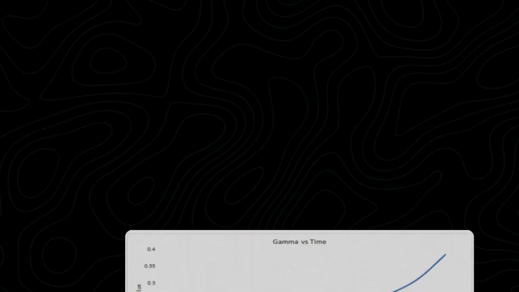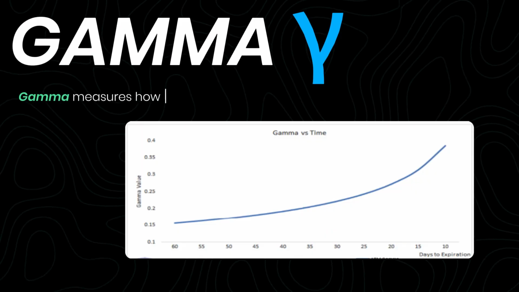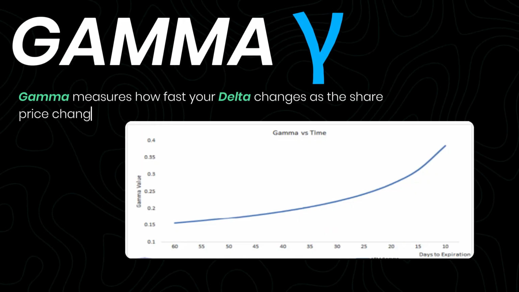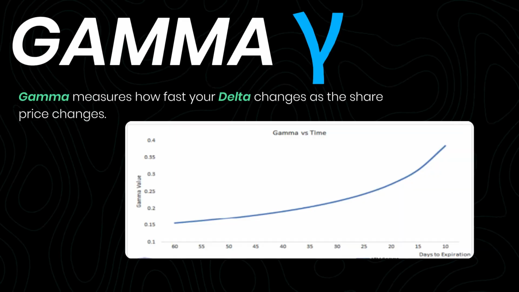All right, let's talk quickly about our second Greek here, which is gamma. So gamma measures how fast your delta changes as the share price changes. So let's say you originally traded a call option with a delta of 30.